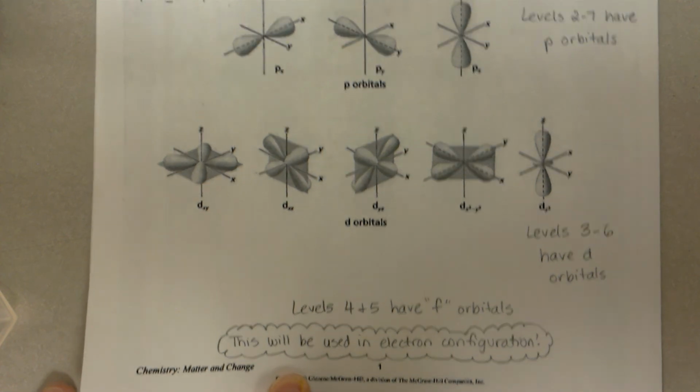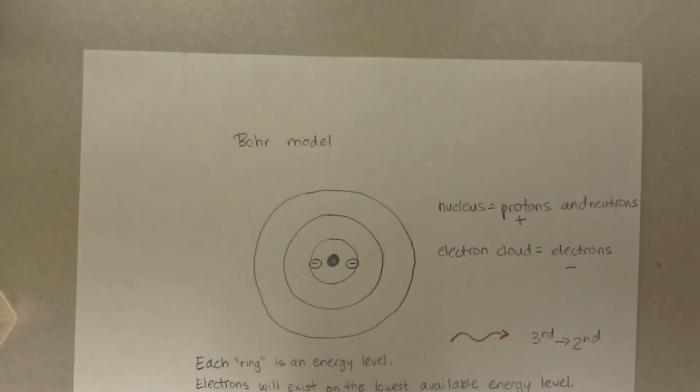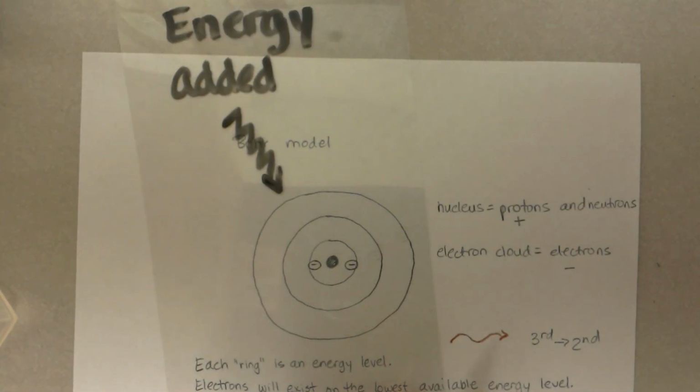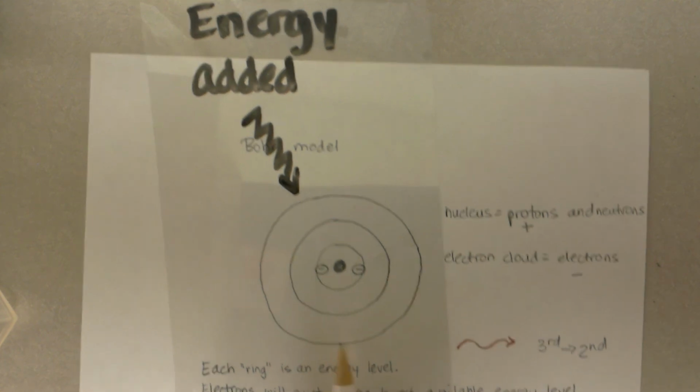So it's important to be familiar with these orbitals, that it does not look like the Bohr atom like this shows. The Bohr model shows that as you add energy to an electron, it'll jump from its ground state to its excited state, and then it'll fall back down, and when it falls is when you see the photon of energy.